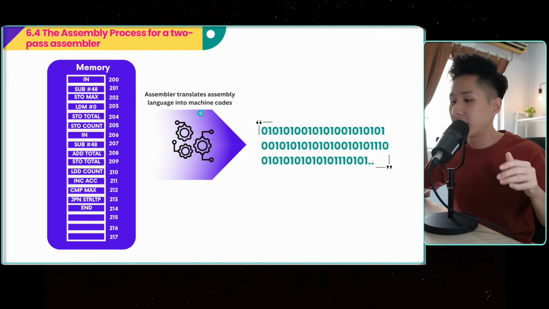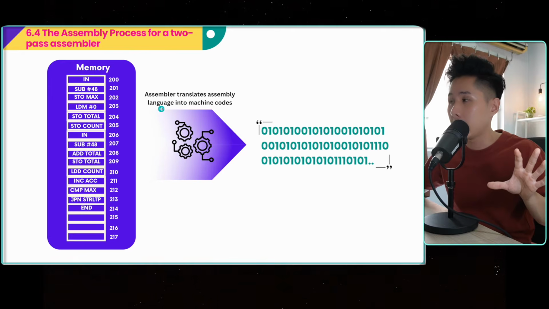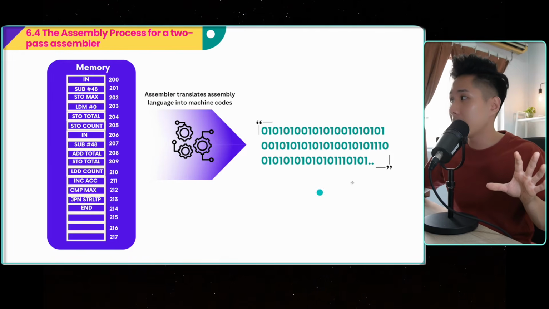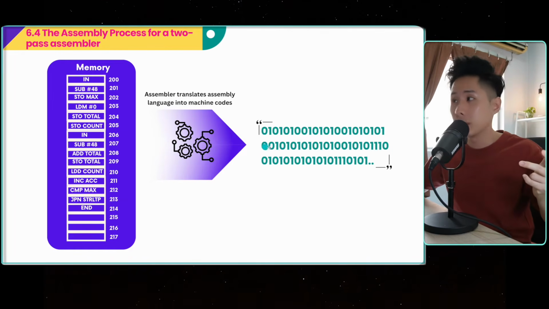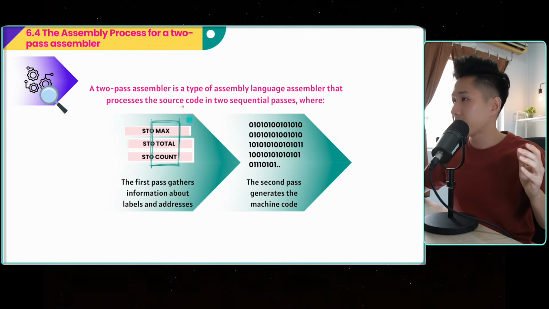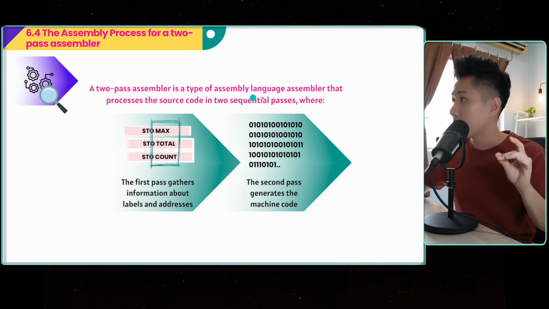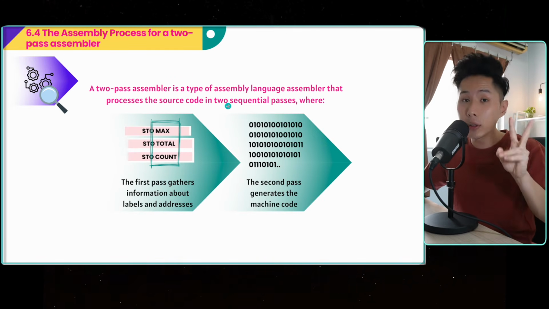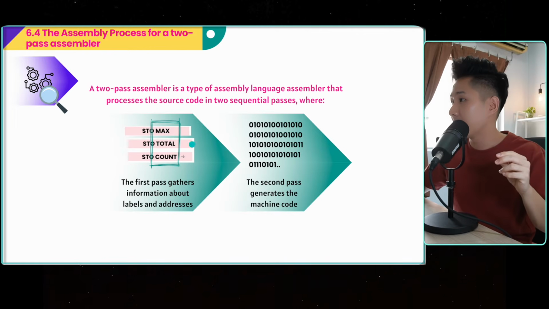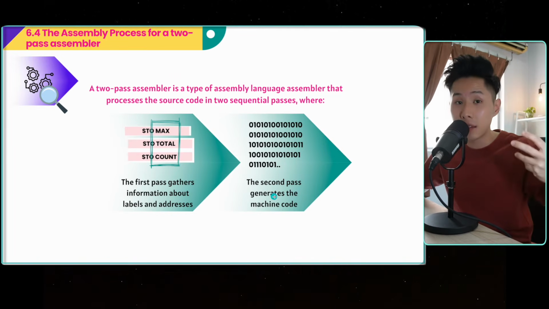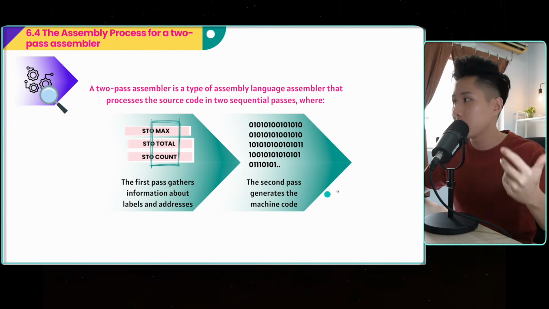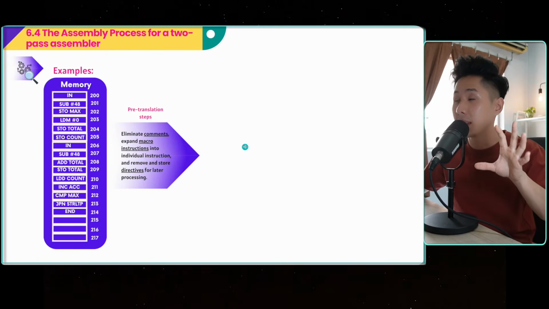So basically, this section of the video explains how assembly code like that can be translated to binary code. A two-pass assembly is a type of assembly that processes the source code in two sequential passes, where the first pass gathers information about labels and addresses, meaning they find out the offset of these labels. And the second pass will generate the machine code based on the assembly code written. So let me show you an example.